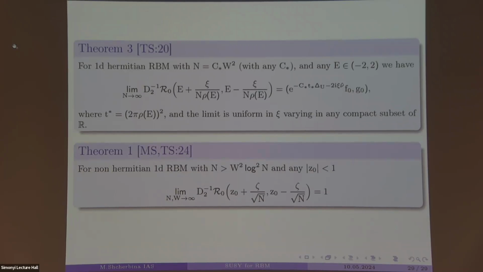the non-Hermitian case, and the first theorem which we already obtained is the result that when we are in the localization regime, then we obtain Poisson statistics.